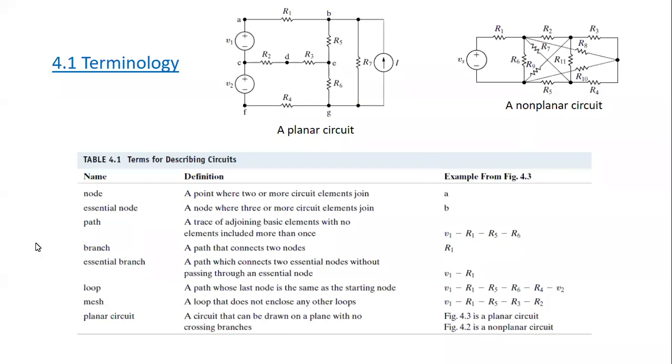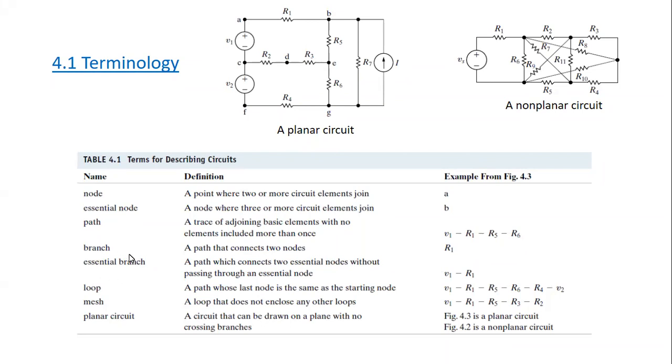Another issue, we will be using the terminology branch and essential branch. Here I want to remind you that a branch is a path that connects two nodes. So any two nodes, this is a branch, this is another branch, this is also a branch, and so on. For example, R1 here, between A and B, is a branch.